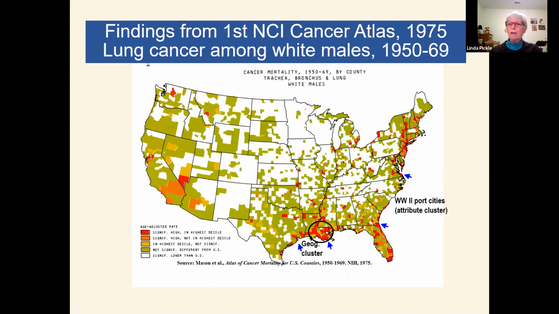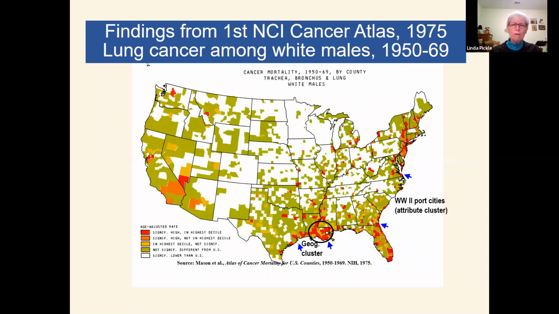And epidemiologic field studies, people mostly sent from NCI based on this map, went to all of these places shown by the arrows and found that a lot of men in those counties worked in the shipyard industry, shipbuilding and ship repair. And they were heavily exposed to asbestos in that work. That is what caused these high rates in those counties.